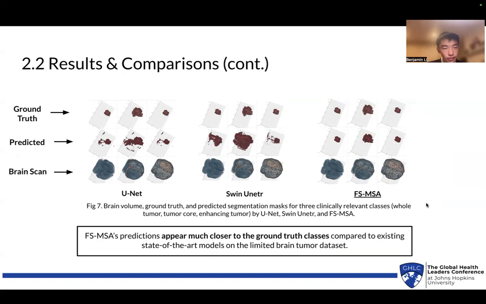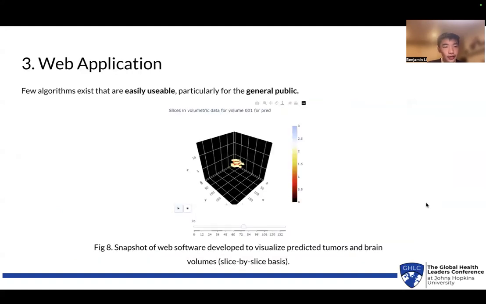And this web application that I mentioned earlier. The significance of this is that when I was doing the research, I was very surprised to find that very few algorithms exist that are very easily usable and accessible by non-computer scientists. And I think that this web application that I developed could make visualizing tumors and education about brain cancer much more accessible for the general public.